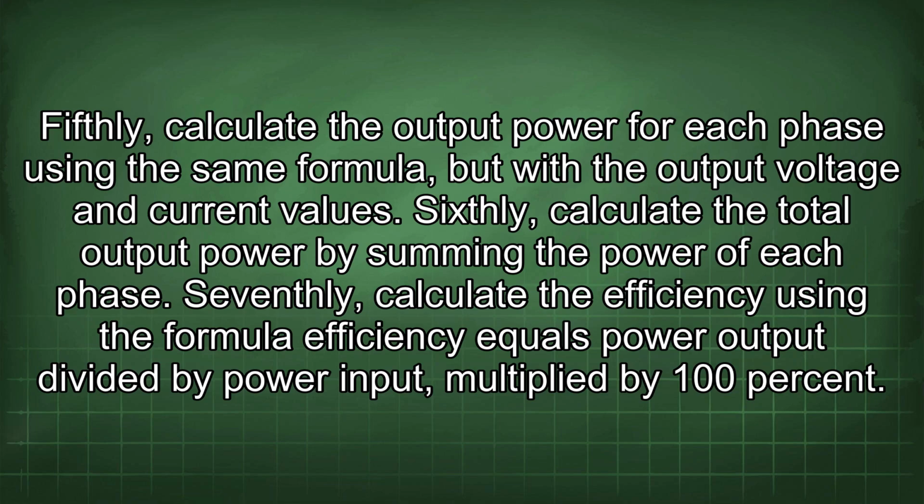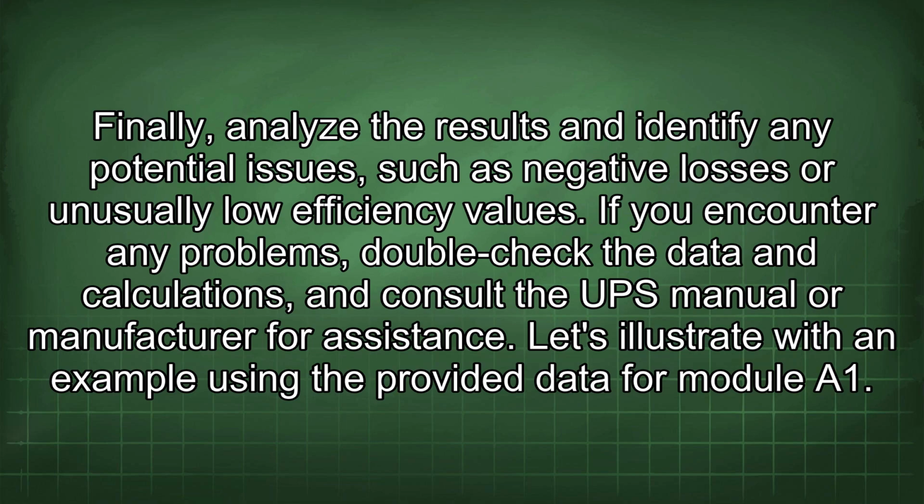Seventhly, calculate the efficiency using the formula efficiency equals power output divided by power input multiplied by 100%. Finally, analyze the results and identify any potential issues, such as negative losses or unusually low efficiency values. If you encounter any problems, double-check the data and calculations, and consult the UPS manual or manufacturer for assistance. Let's illustrate with an example using the provided data for Module A.